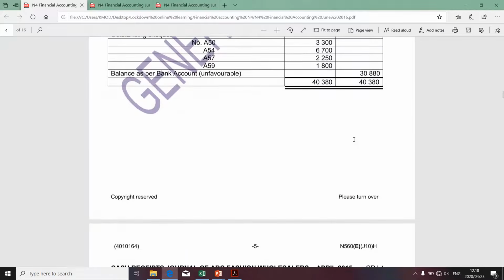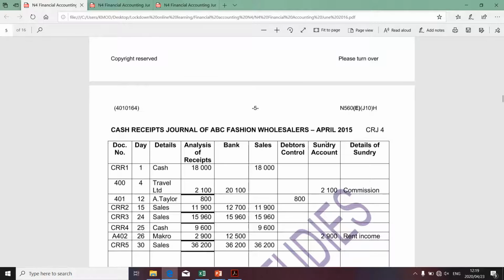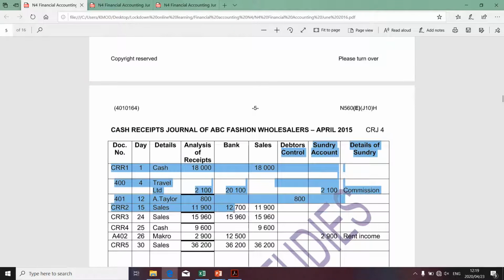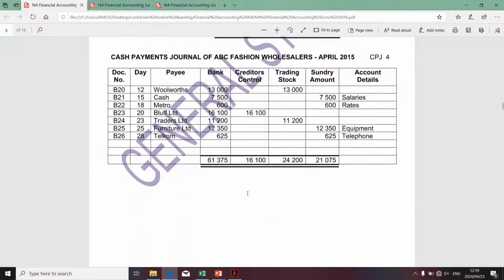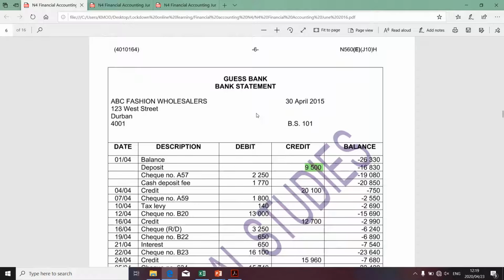Moving along swiftly, the next thing that I'm going to do is compare the cash receipt journal that has been prepared by the bookkeeper for the month of April. I'm going to compare the total bank column. Sorry, I couldn't highlight it, so I'm going to compare those, that amount, and that amount, and that amount, which basically makes the total bank column of the cash receipt journal. I'm going to compare that with the amounts as per the credit side of the bank statement.